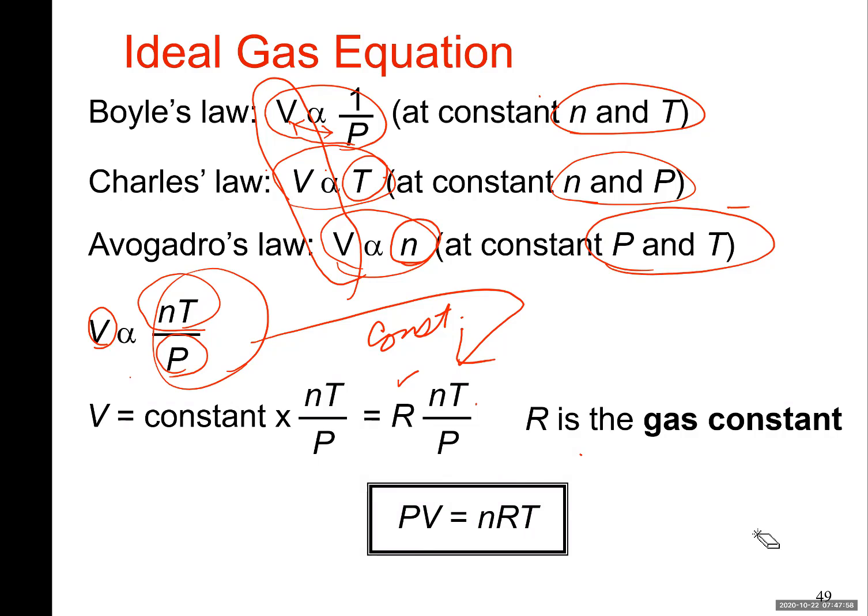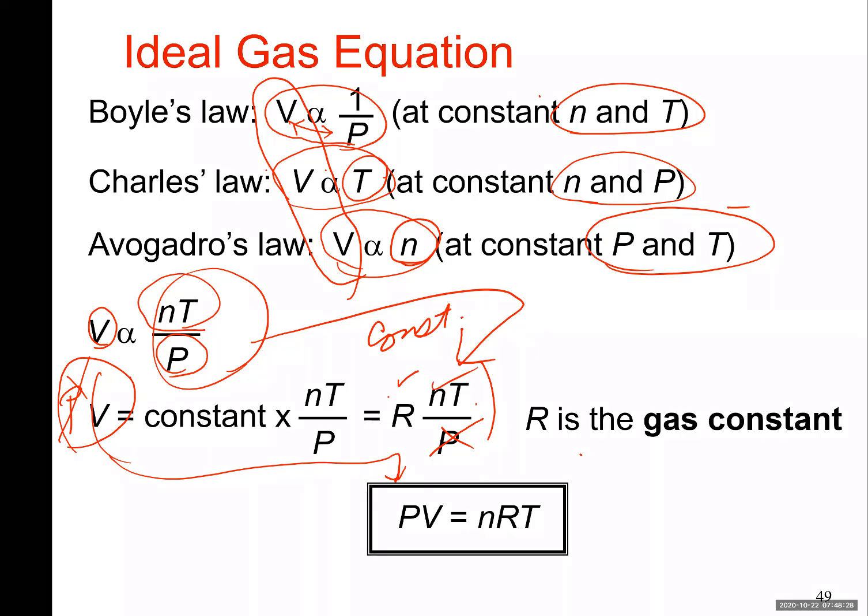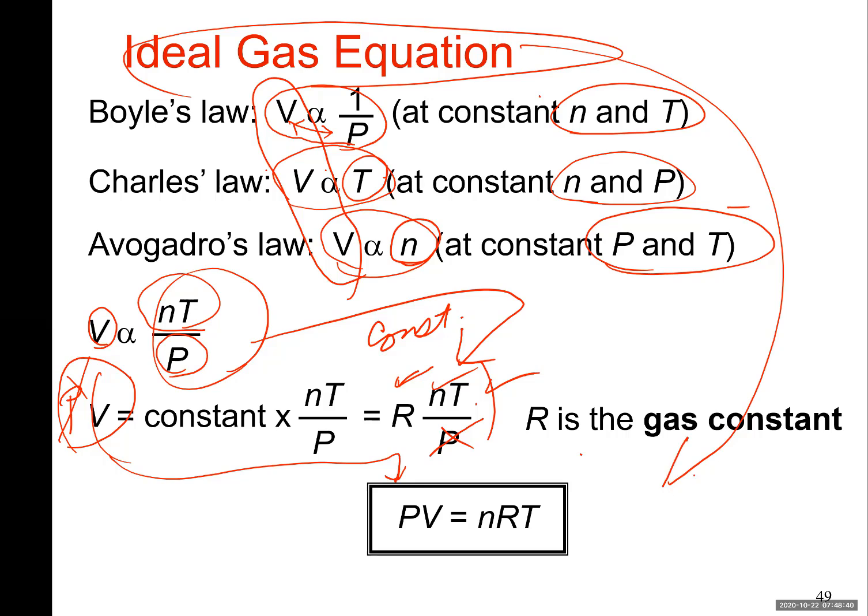And if I want to make this equation a little bit better looking, can I multiply both sides of this equation by P? And if I do that, can I cancel P from the top, P from the bottom? Also on the left-hand side, P times V. I have PV. On the right-hand side, P on the bottom is canceled with P on the top. So I am left with N times R times T. So this is a nicer looking equation. And we call this the ideal gas equation.